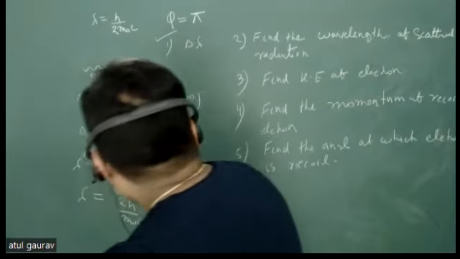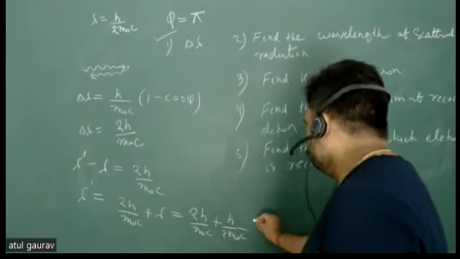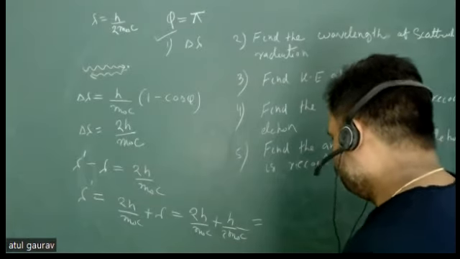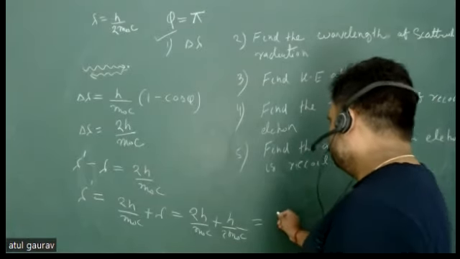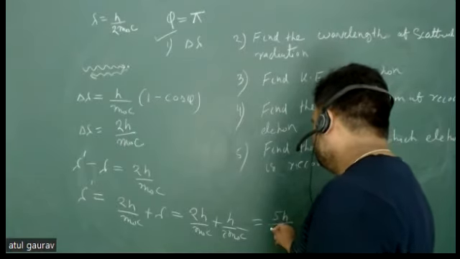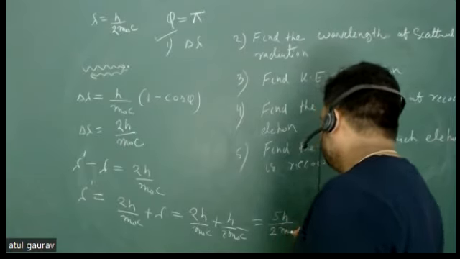Are you comfortable? What is this value? कितना आ रहा है? 5 upon 2, ना? So that value is 5h upon 2 m naught c.